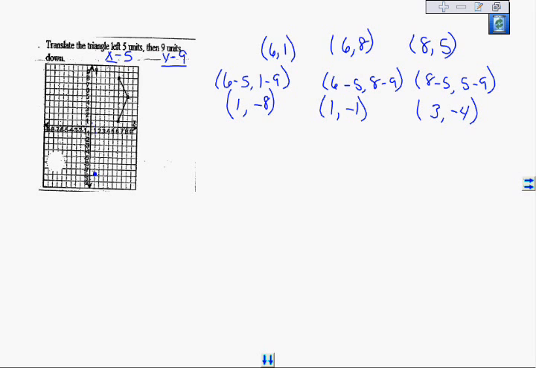Over 1, down 1. Over 3, down 4. And there is my translated image.